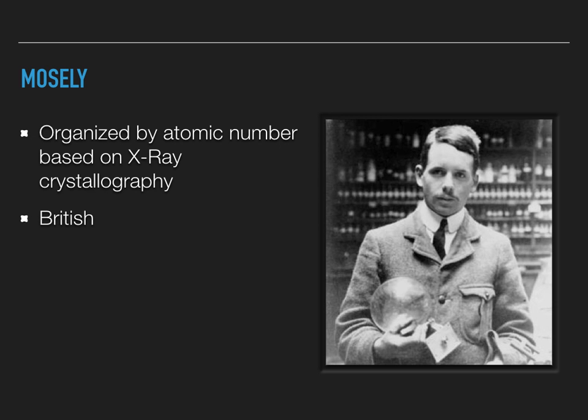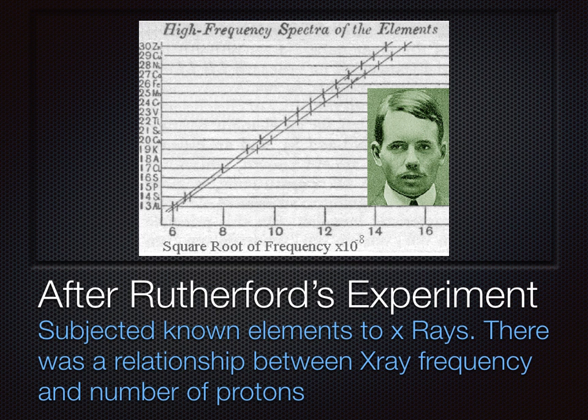Henry Moseley died in 1917, which is during World War One. But before that, he organized the atomic number based on X-ray crystallography, and as we saw earlier, we talked about slicing a crystal, looking at the pattern and deducing what the relationship is, and therefore figuring out the atomic structure. And that's really what he's known for. His work enabled us to rearrange the periodic table.